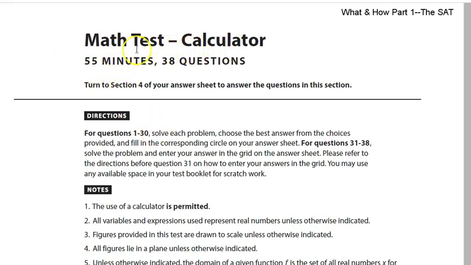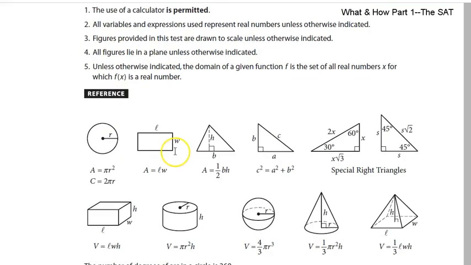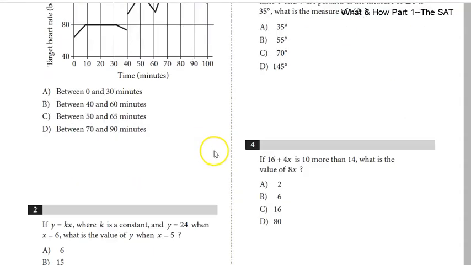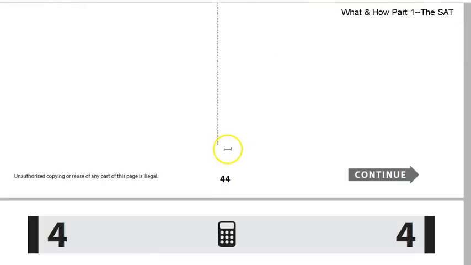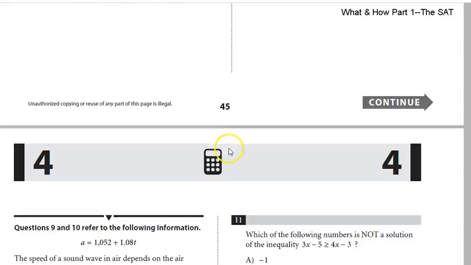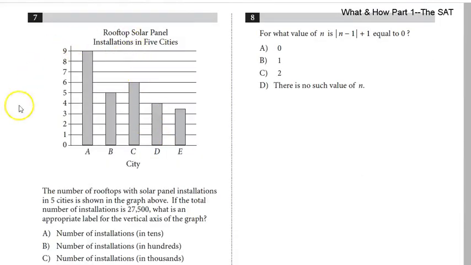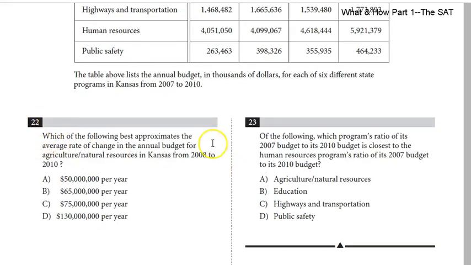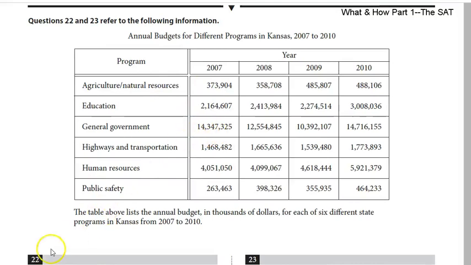And then this section allows you to use the calculator. It's 55 minutes, 38 questions, and it's just the same kind of test as the no calculator. It's just you get to use the calculator now. So just a basic math test. This part right here shows you some of the data analysis, where they give you charts and data and you manipulate the data in various ways. Here's another example of a data analysis where they're giving you a budget and actually has 2 questions that refer to this same data. So both these questions refer to this data right here.